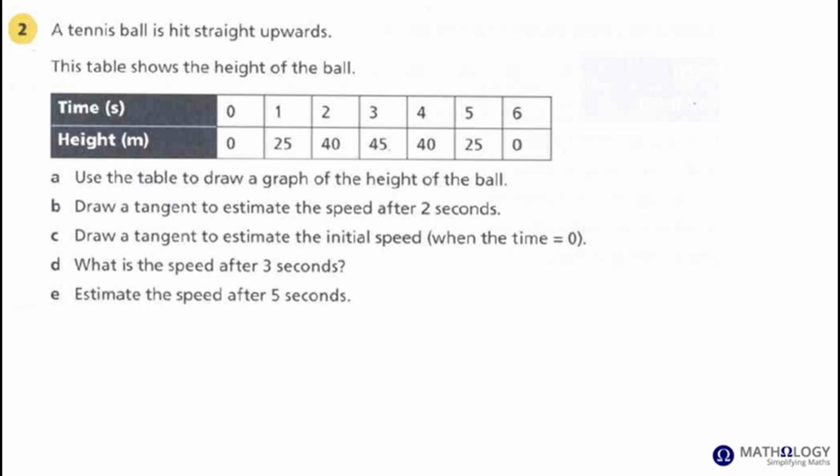Question 2. A tennis ball is hit straight upwards. The table shows the height of the ball. Use the table to draw a graph of the height of the ball. Okay, so we'll do this accurately now. The x-axis will be time in seconds, and the y-axis will be height in meters. We're going to plot this graph, and once we've done that, we're then going to answer the questions.